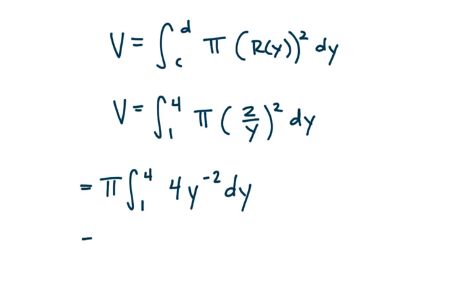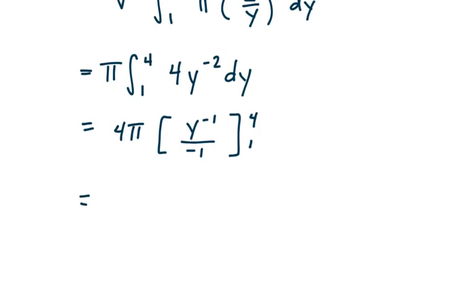So now we have something that is very easy to integrate. I'll go ahead and pull that 4 out in front with the pi. And if I look at just integrating y to the negative 2 using the power rule, I add 1, I get negative 1 over negative 1. So I've got y to the negative 1 over negative 1 from 4 to 1. So I've got negative 4 pi y to the negative 1 from 4 to 1. We'll plug in 4 and we'll plug in 1.